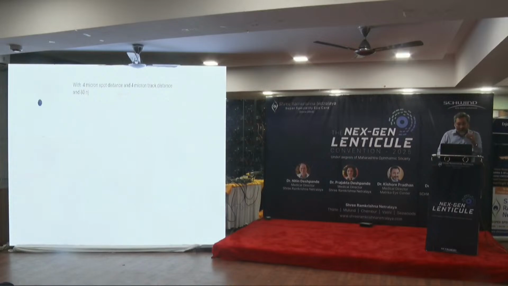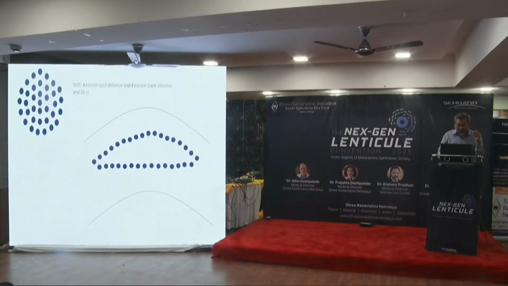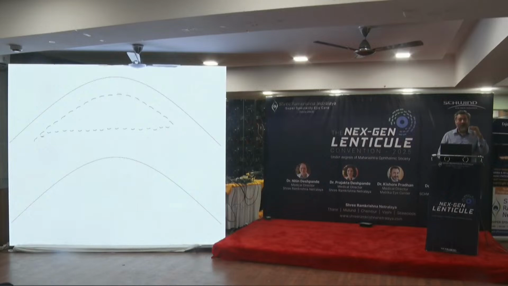Okay? So when you look, we reduce the pulse energy. Look at this now. When you reduce the pulse energy, your spot size becomes smaller and your cuts become like that. And we look at the diagram over there. This is the lenticule that you've created, and when you take that out, this is much, much smoother.